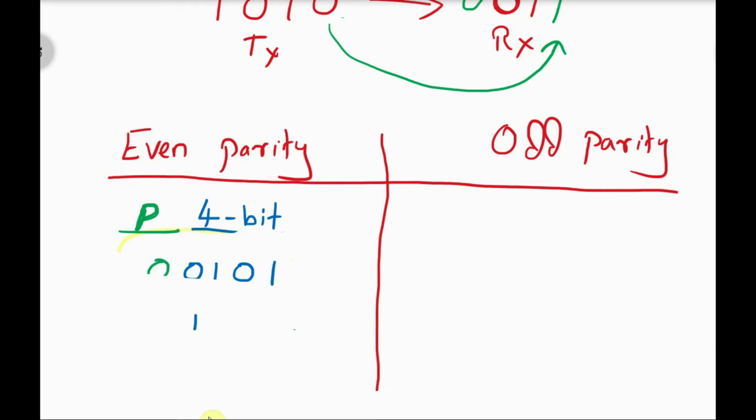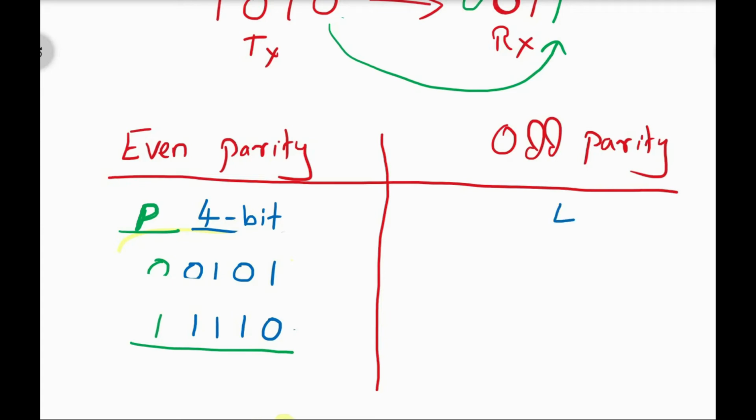I will show another example. 1110. This is the 4-bit code. So what will be the parity? After adding parity, we need a total even number of ones. Now here there are only 3 ones, that is an odd number. So we have to add 1 as the parity bit. Now we have a total of 4 ones, which is an even number. So the total number of ones after adding parity should be even in the even parity mechanism.